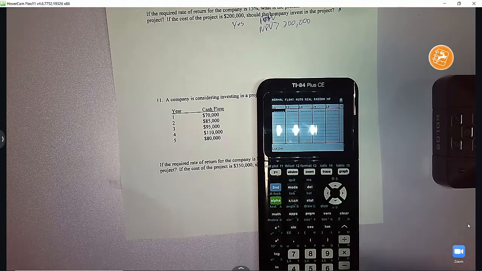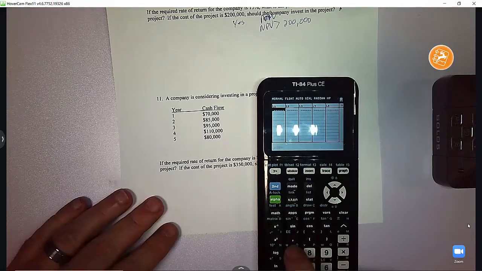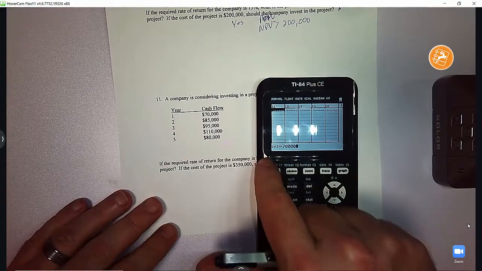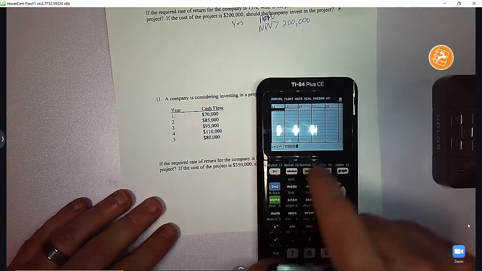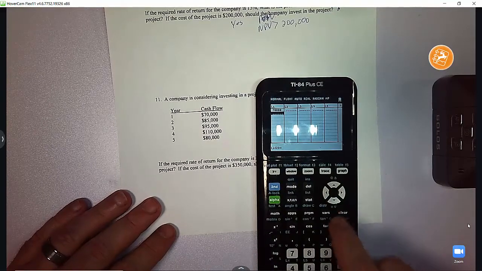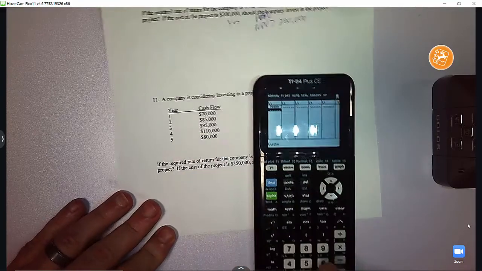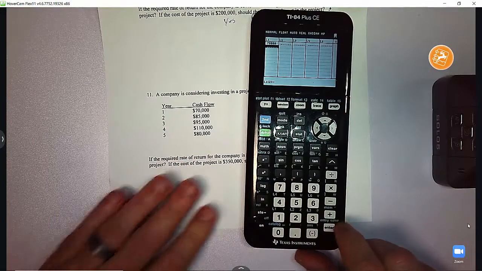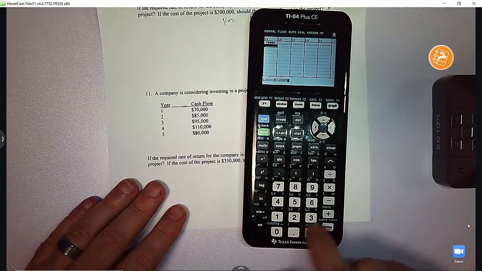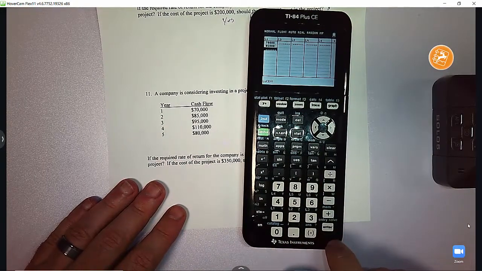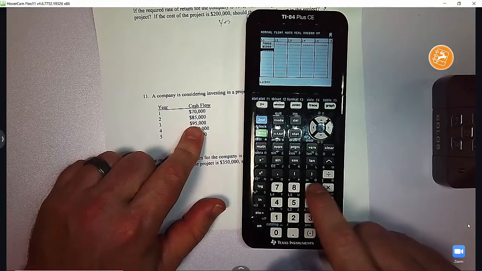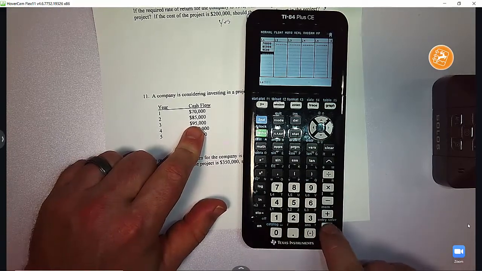So I'm going to start here. I'm just going to type in the cash flows, 70,000. So you'll see L1, list 1, number 1 is 70,000, and then enter. My next one is 85,000. Let me show you the whole calculator here. And then I press enter again. And I just can go down the list, 95,000, and enter.